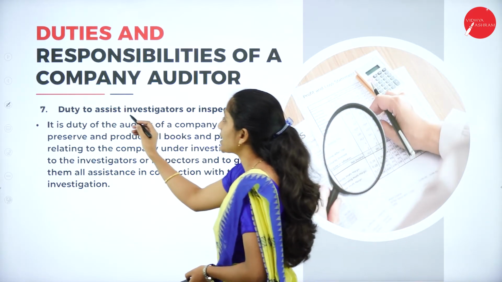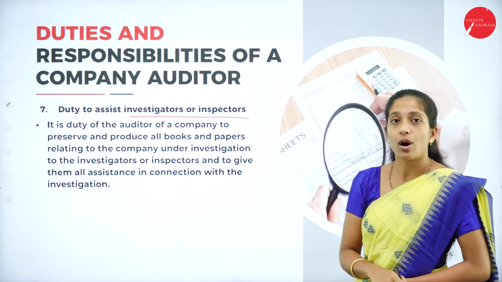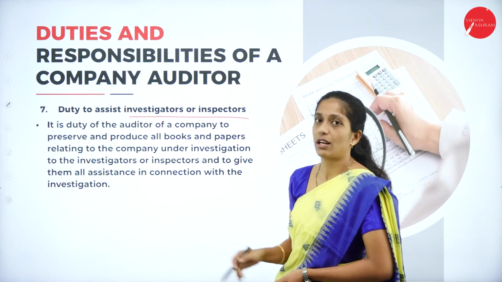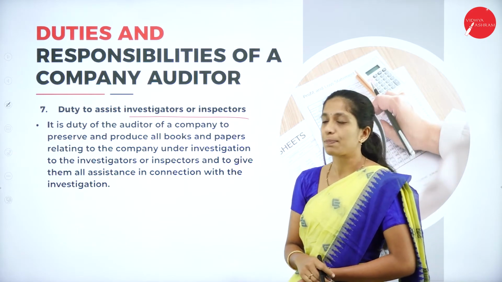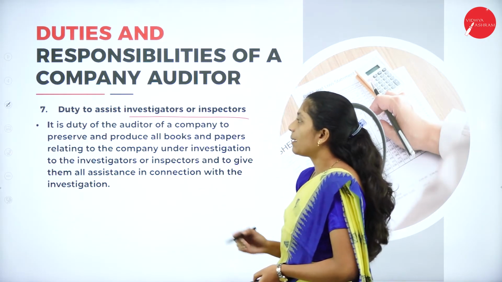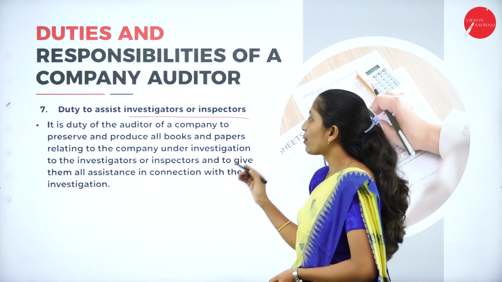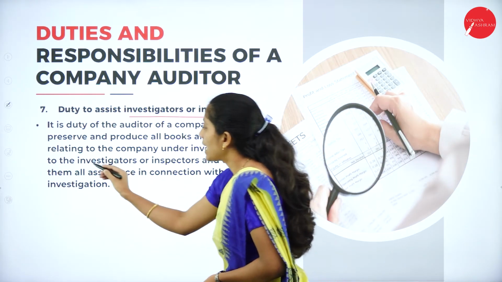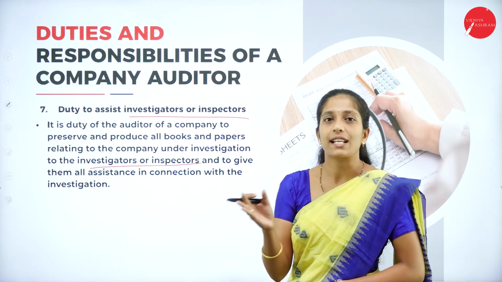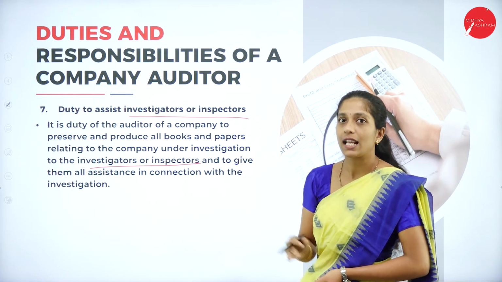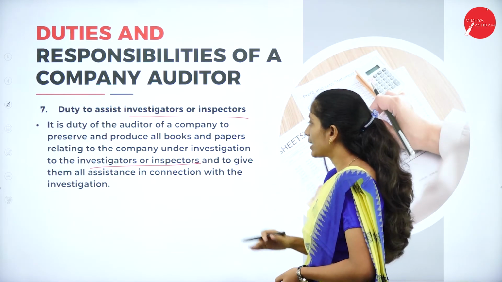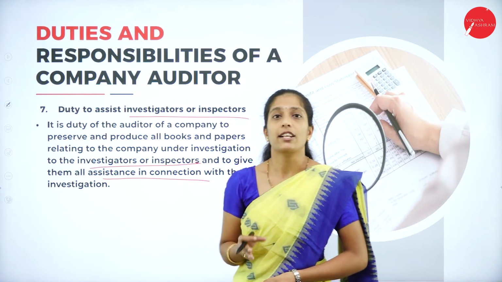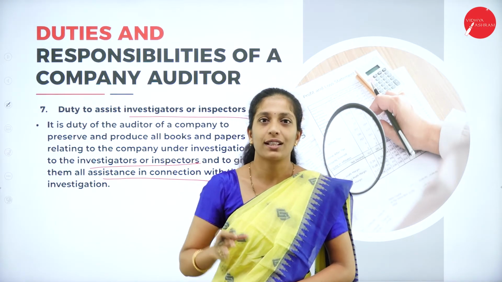And the next one is the duty to assist investigators or inspectors. If any such investigation is required, it is a duty of an auditor to assist investigators or inspectors. It is a duty of an auditor of the company to preserve and produce all books and papers relating to the company under investigation to the investigators or inspectors. Here they might give books of accounts or any other financial statements to these investigators or inspectors. It is a duty of an auditor to give them all the assistance in connection with the investigation. Here the auditor should help the investigators in connection with this investigation.